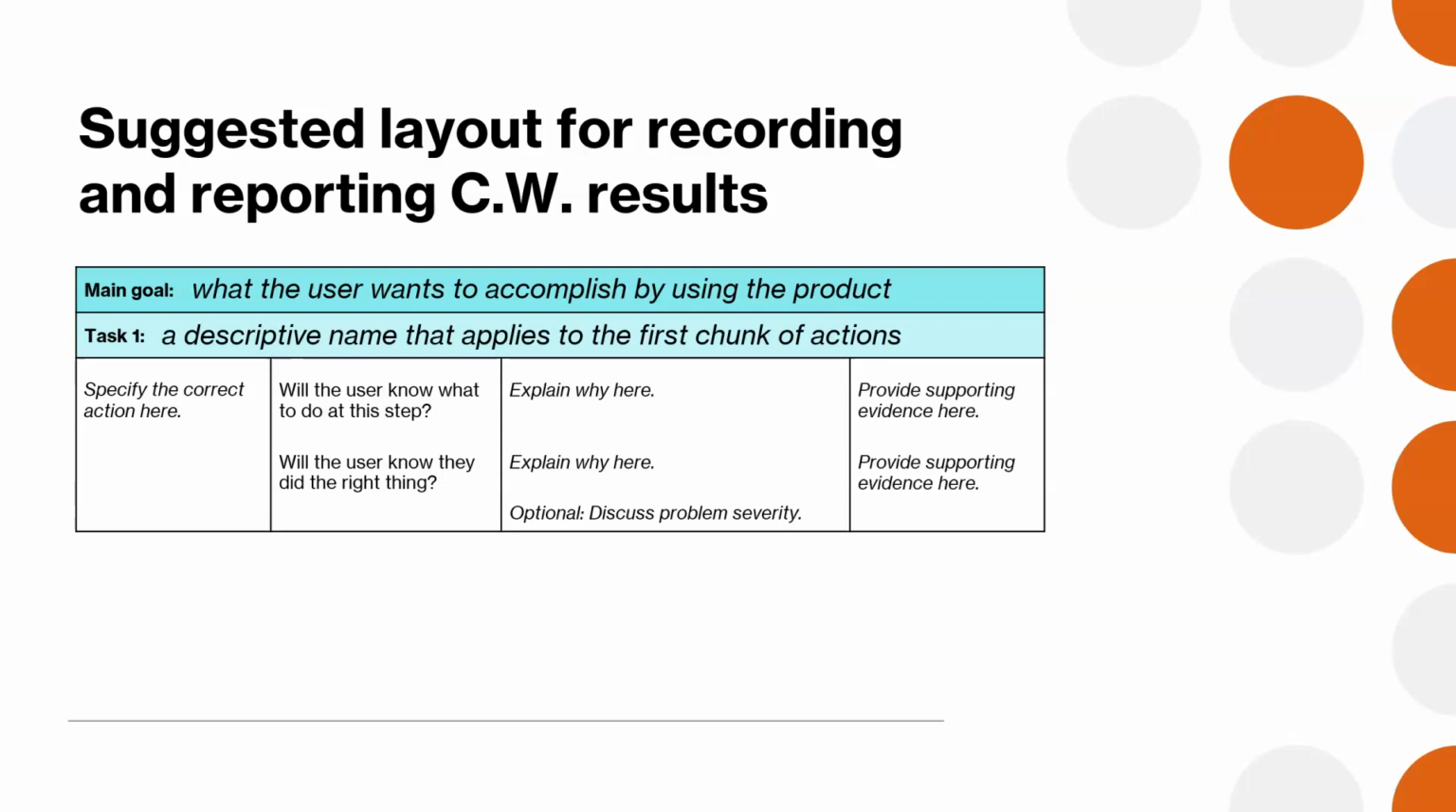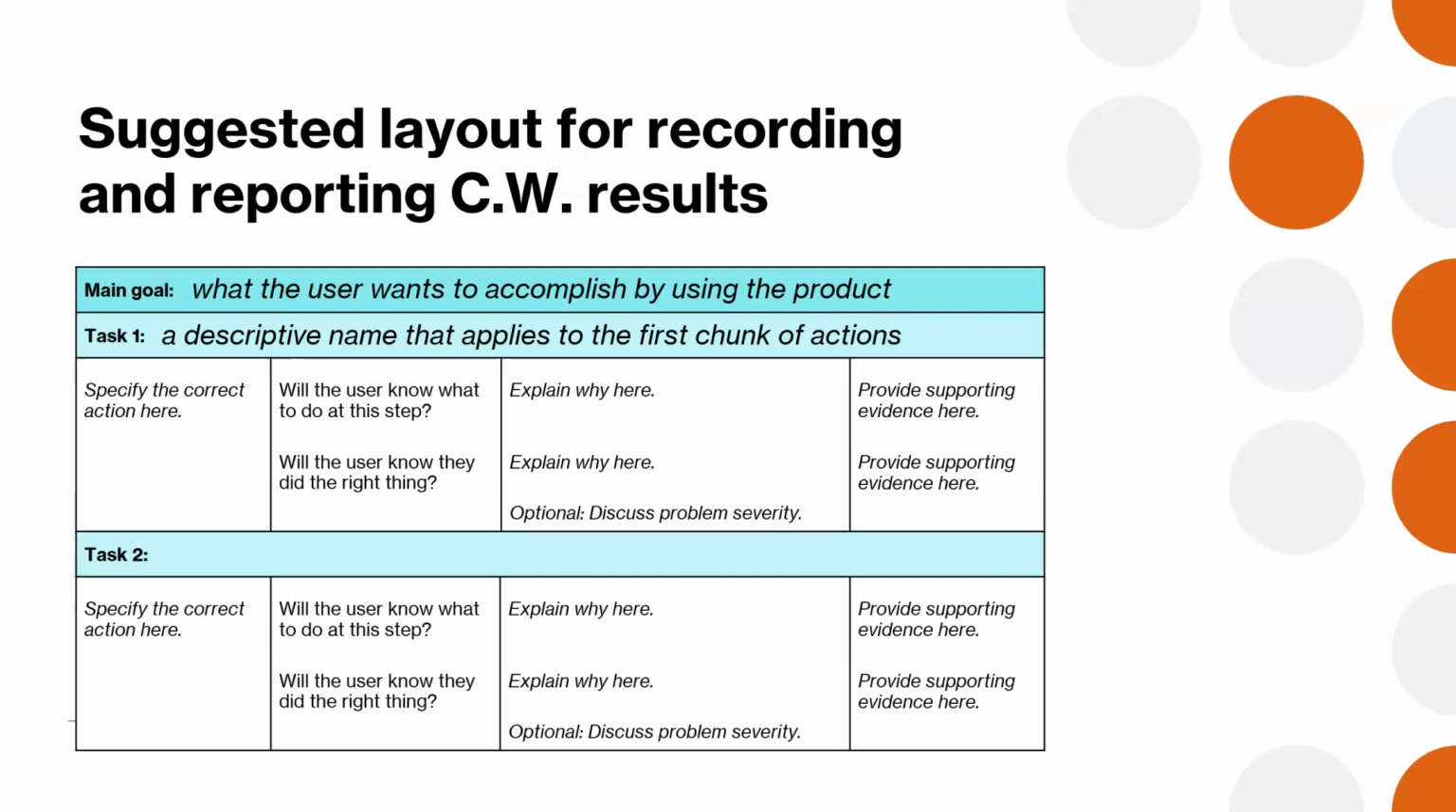Finally, in that last box, provide some supporting evidence. So, will the user know what to do? You say, well, yes. What evidence do you have from the test that demonstrates that the user will know what to do? Similarly, knowing what to do the right thing. Provide answers for both. After you've done that, what you do is just replicate the materials below. So instead of task 1, you have task 2, and it applies to the second chunk of actions, and just keep repeating this structure all the way through until you're done with the scenario's action sequence.